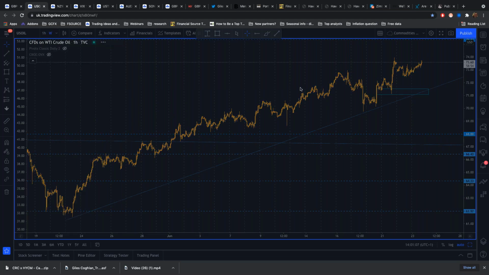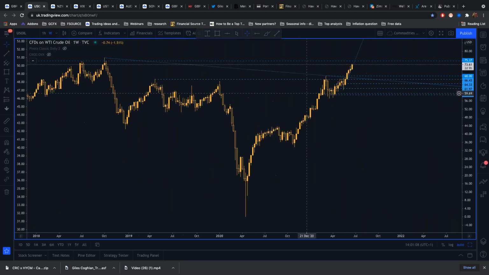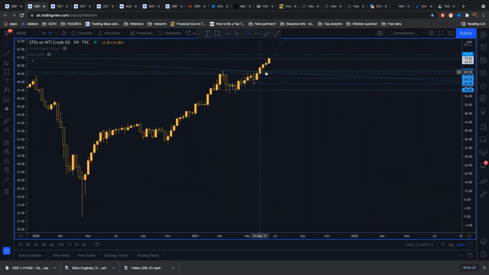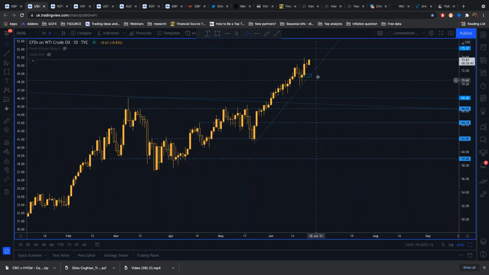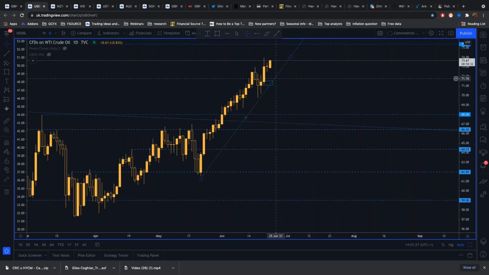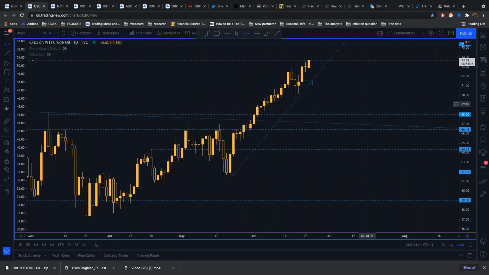Now, where do you want to look at? You want to look at obvious places. So any retracement to that 68 level would be perfect on a weekly chart. And on an intraday chart, any retracement back down to that 7150 region can be considered a very good opportunity for upside in oil.